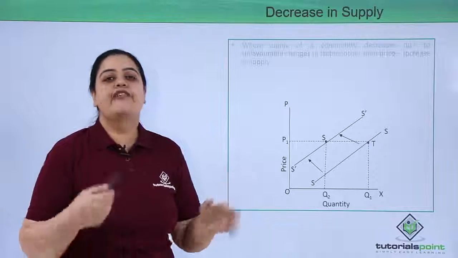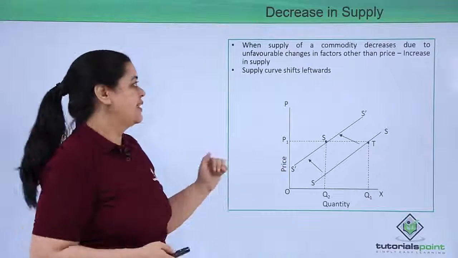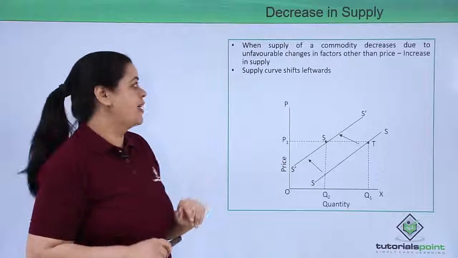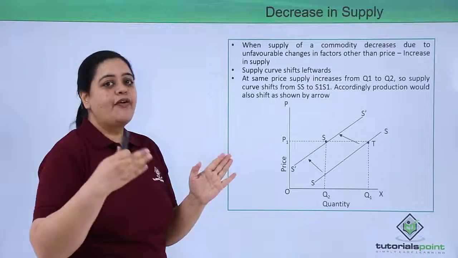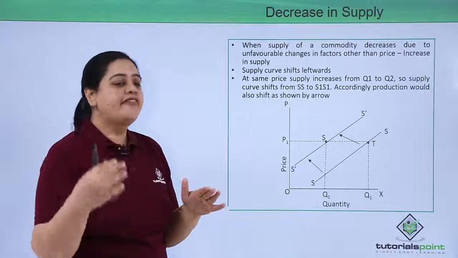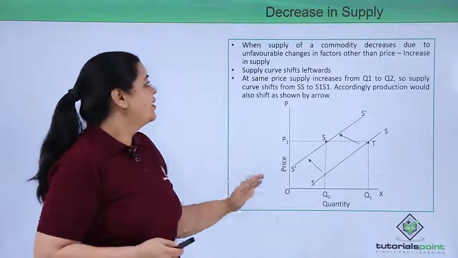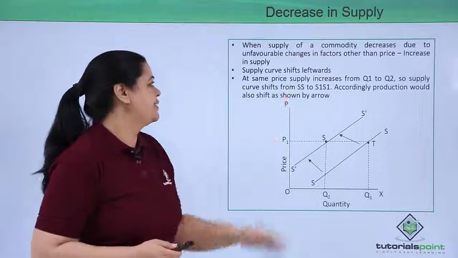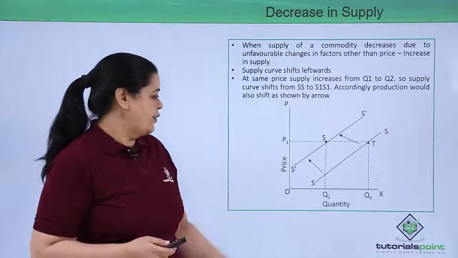Now let us see why there is a decrease in the supply. A supply of a commodity would decrease because of some unfavorable change in the factors other than price. So, there would be a constant supply or an increase in supply, but then because of some kind of change in a factor which is not price, that would result in decrease in supply. So here the supply curve will shift leftwards instead of rightward. Now it is shifting this side. Here you can see earlier we had supplied Q1 at price P1.